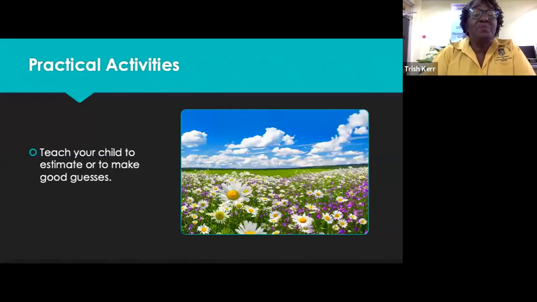Okay, and other terms will come into play as well. So you teach your child to estimate and to make good guesses. So you may say to them, how many flowers do you see? Let me get some responses from you. Go ahead and put it in the chat. How many flowers do you see? Let me see what language they would say to you or what language you think they might be saying. Many flowers. A lot. Enough.